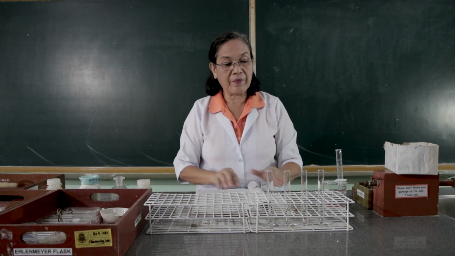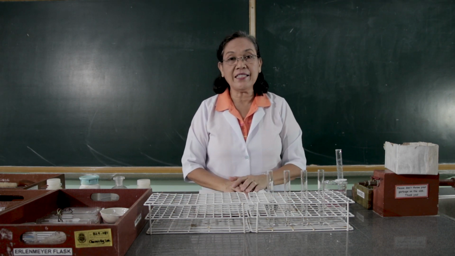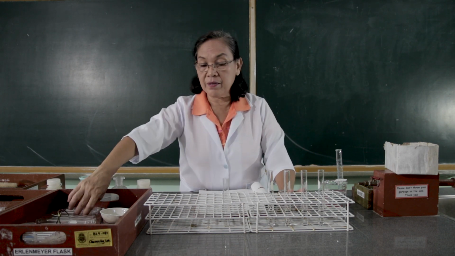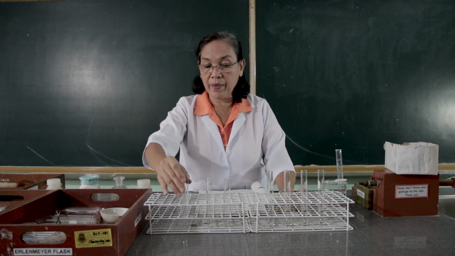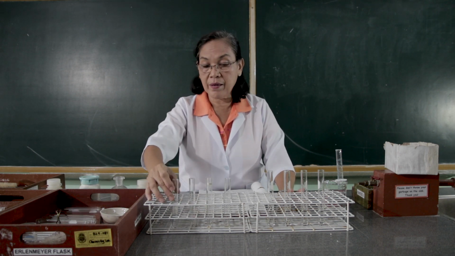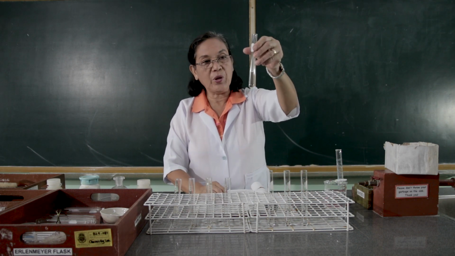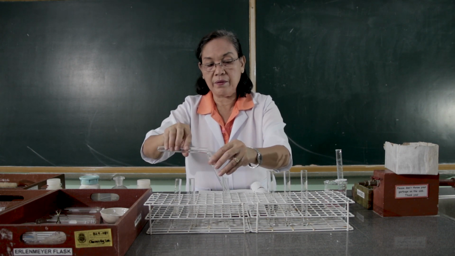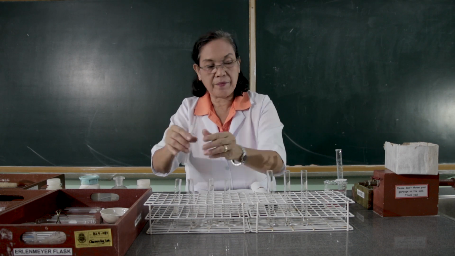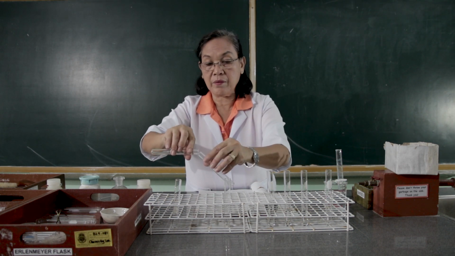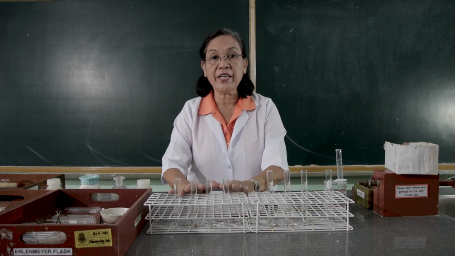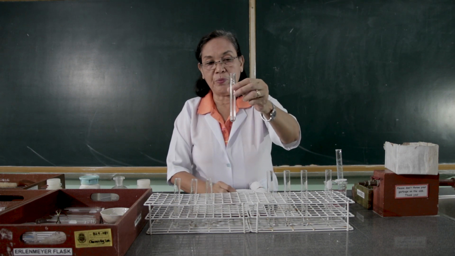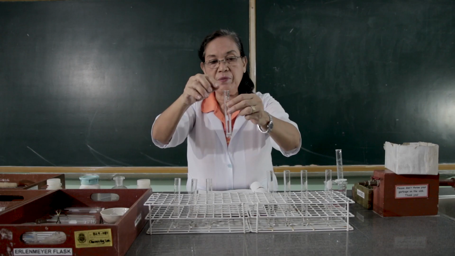Now, after tasting the acids and the bases, we are going to test them using the indicators. With the use of the hydrochloric acid, these 4 test tubes contain the hydrochloric acid. So the first test tube, we are going to put the blue litmus paper. Then observe what happens.